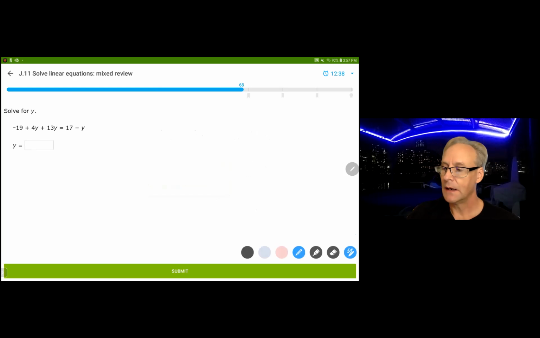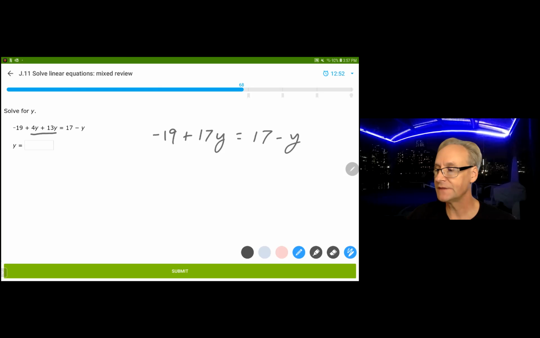All right. Common error is to not put these together. They do go together. That is negative 19 plus 17y is equal to 17 minus y. I have to add y to both sides. And if you recognize it, here's a little shortcut for you. If I add y to both sides, be careful. 17 y's and one more y makes 18 y's. If you think of variables as things, like 17 yaks, and if I add a yak, I have 18 yaks.